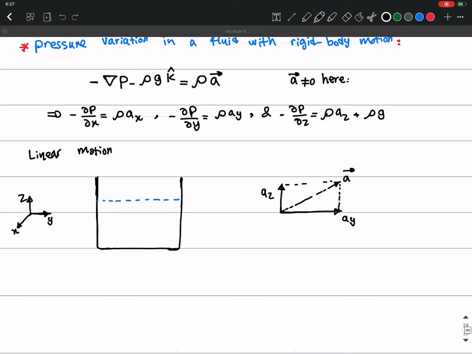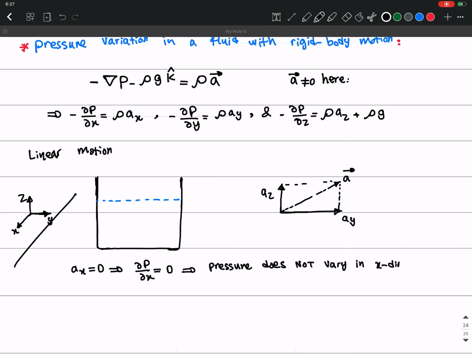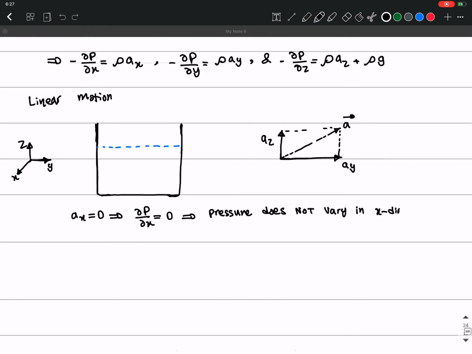The first thing I can say is I don't have any acceleration in the x direction. So a_x is 0, and thus partial p over partial x is 0. What does this mean? That means that pressure does not vary in the x direction. In this direction, the pressure is constant. It's not going to vary.